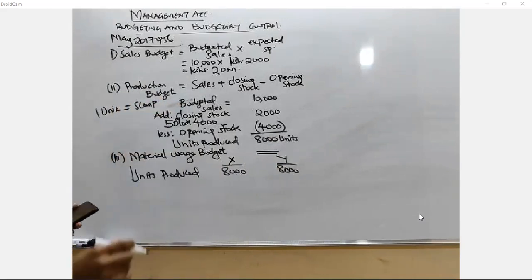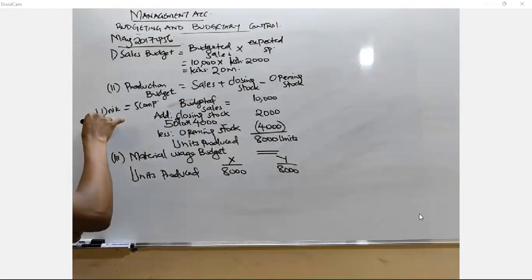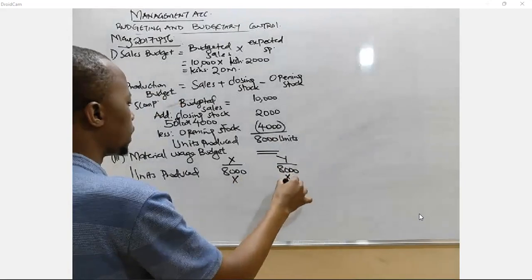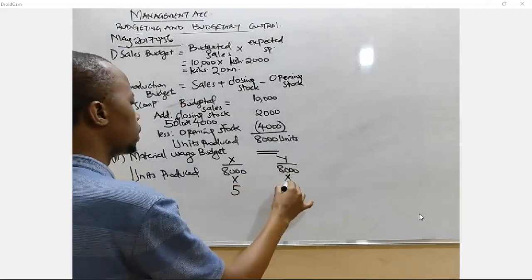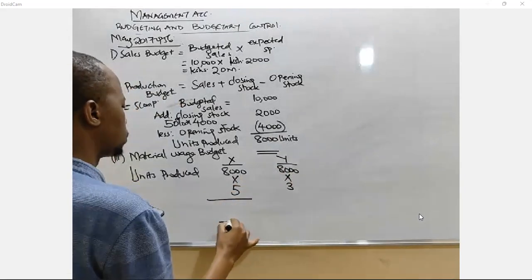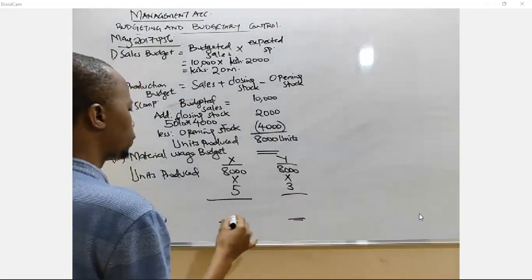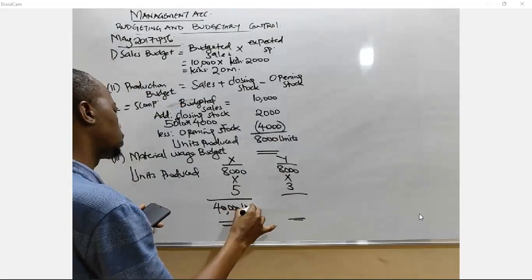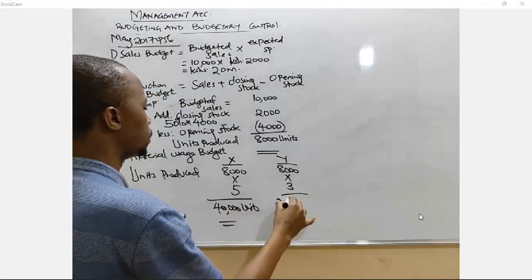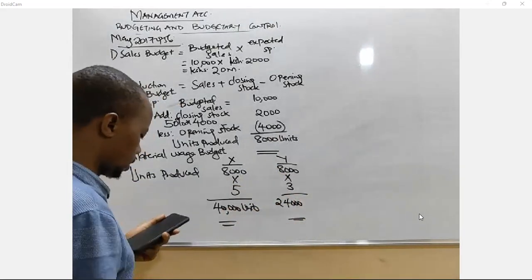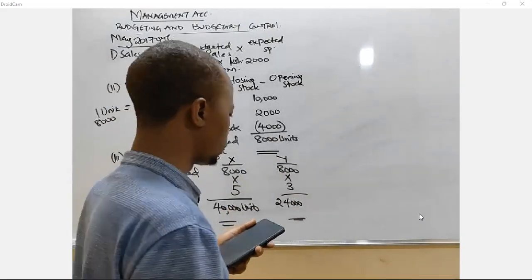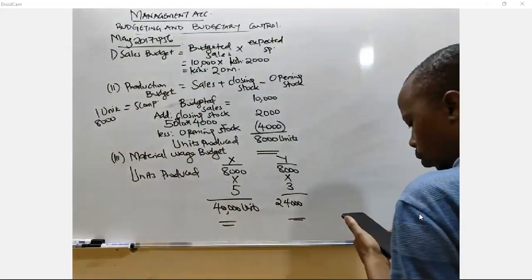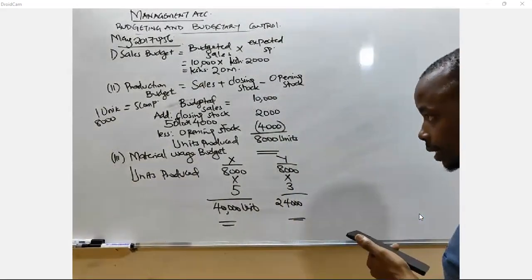You ask yourself, what about 8,000 units? So I can just multiply here directly with 5 and then multiply with 3. So how much are we getting here? This one should be 40,000 units, and the other one should be 24,000 components. Now, there is also another requirement. That is how easy it is.